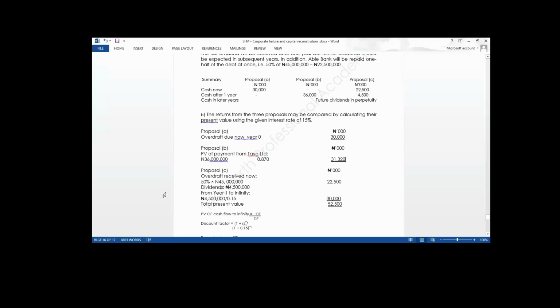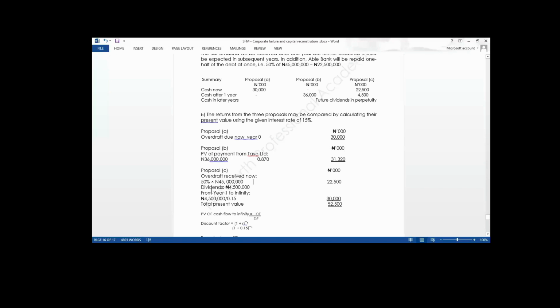Proposal C. The bank will get 22 million in year 0. Cash in year 0, the present value is also 22 million. Year 0, we are going to get 22 million. The present value is still 22 million.